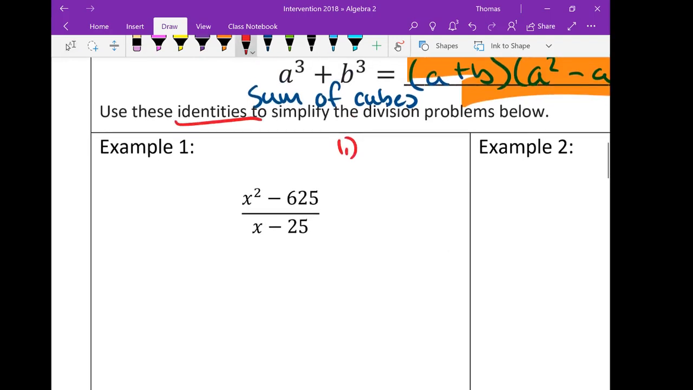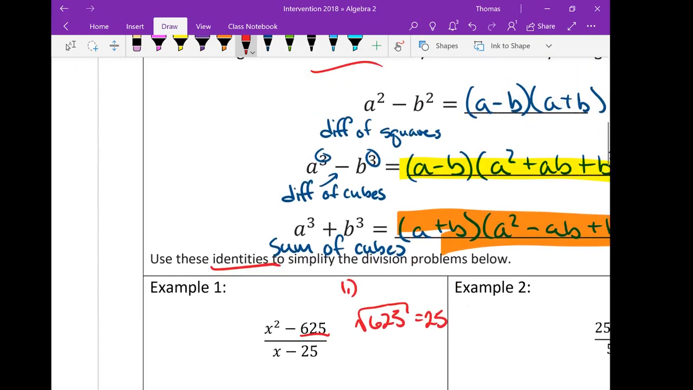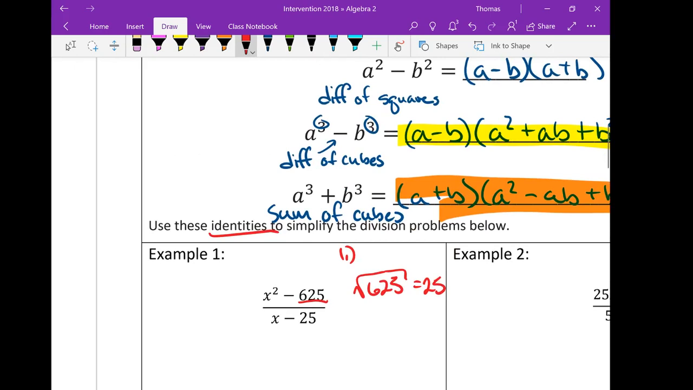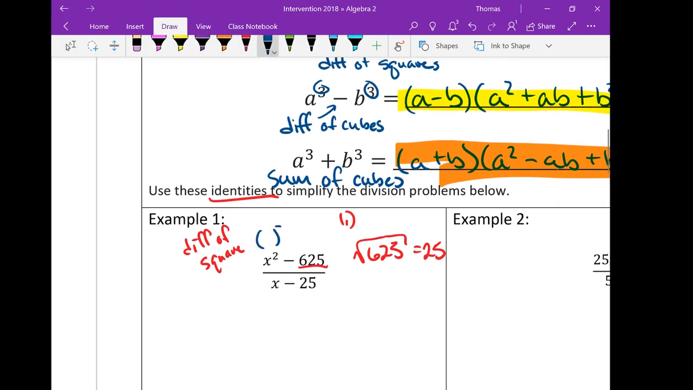If I'm looking at this expression, I look at the top, I see we have a square here, and 625, is that a perfect square? I could check in a calculator. If I took the square root of 625 in a calculator, it would just give me 25. So sure enough, these are both squares, so we should be able to apply one of our identities, difference of squares. It has a form like this: a squared minus b squared.